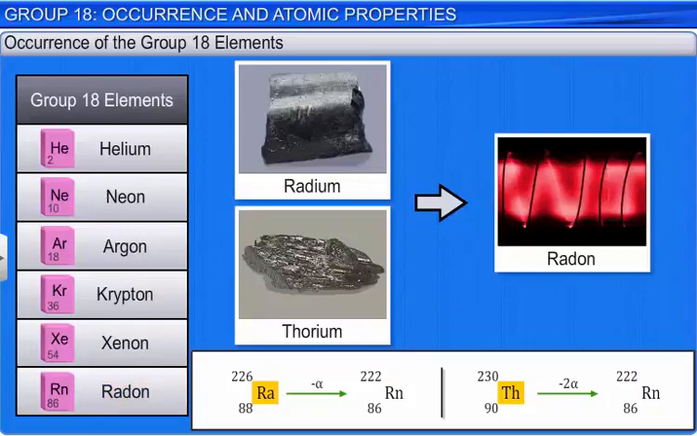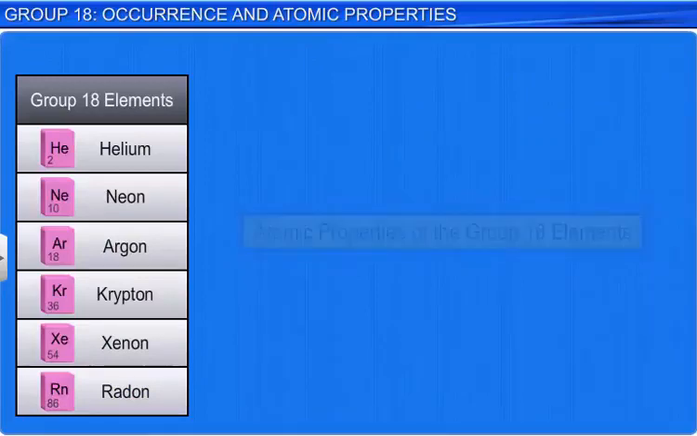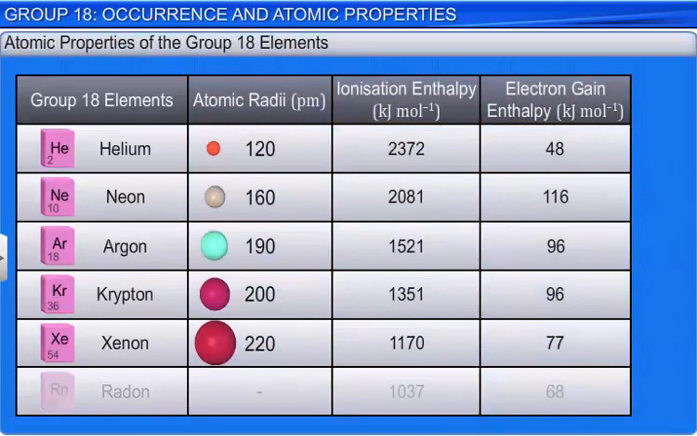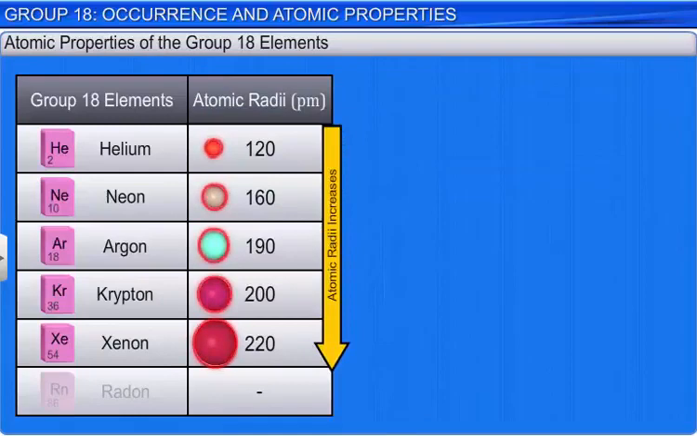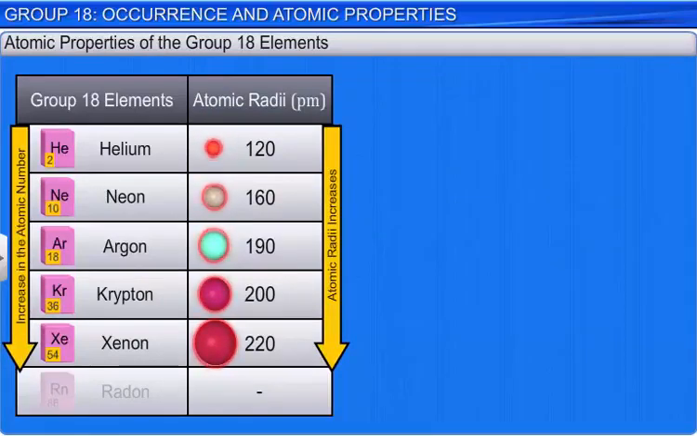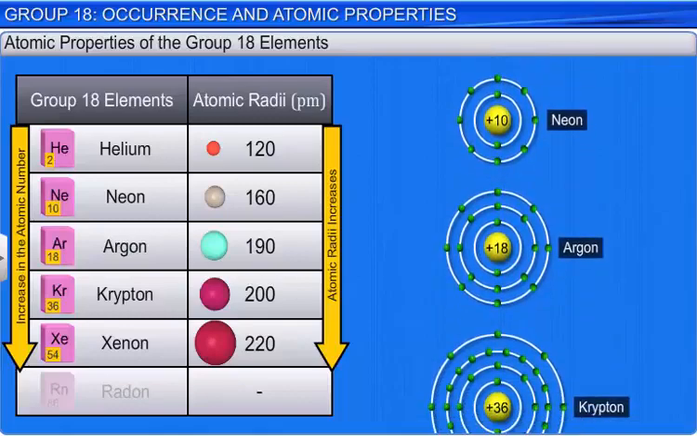Let us now discuss the trends in some of the atomic properties of the group 18 elements. The table here lists the trends in some of the atomic properties of the group 18 elements. The atomic radii increase on descending the group with an increase in the atomic number. This is because of the addition of a new shell at each successive element on descending the group.